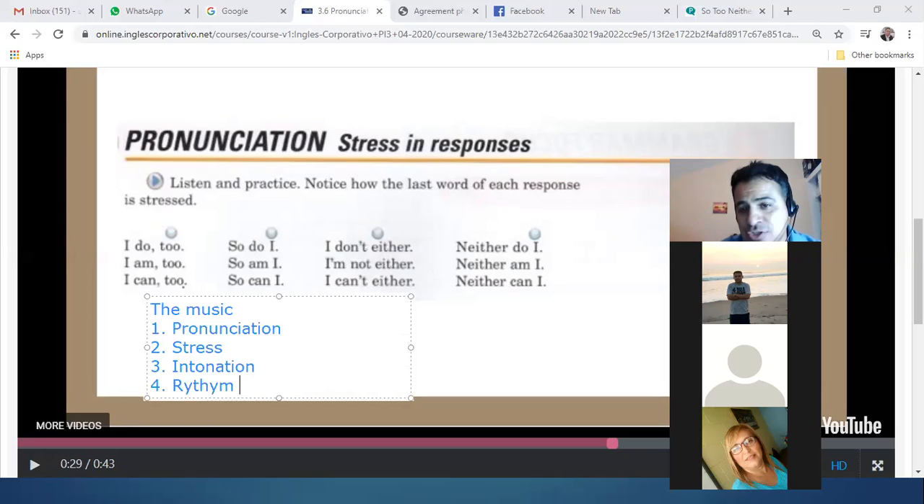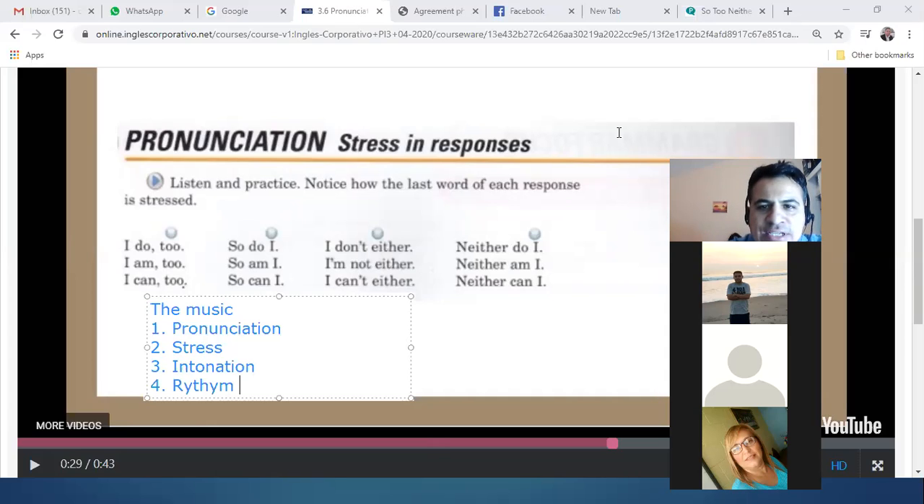And for this exercise, we're going to focus on stress. Now, if you see the sentence here, tiene una, dos, tres palabras. Estas son respuestas cortas. One, two, three. The last word is strong. Okay? Hay un sonido fuerte. For example, you say, I do too. Repeat. I do too. Very good.